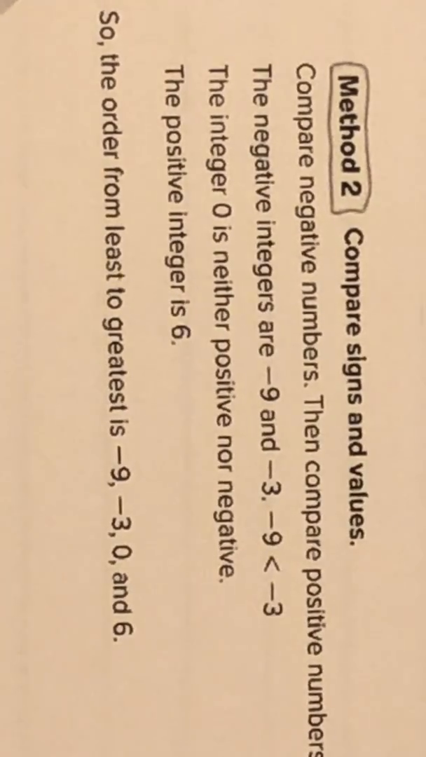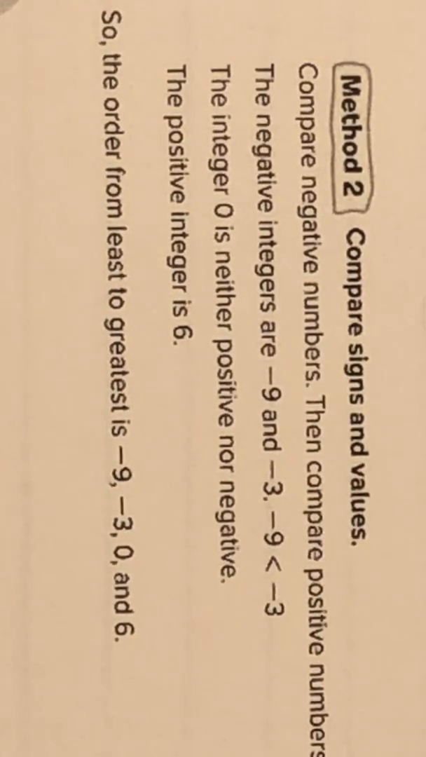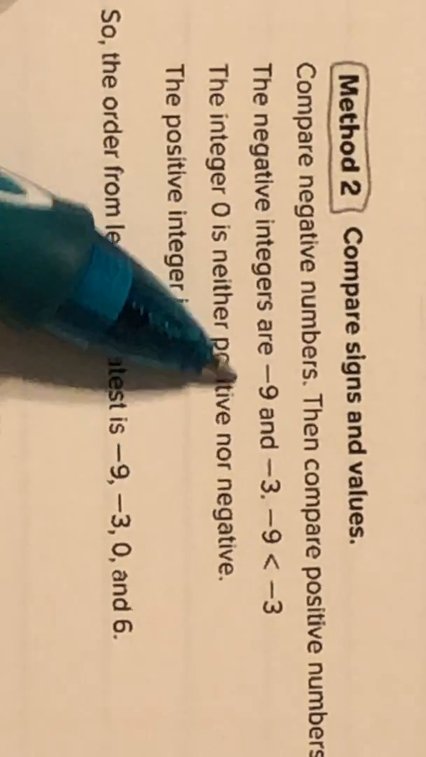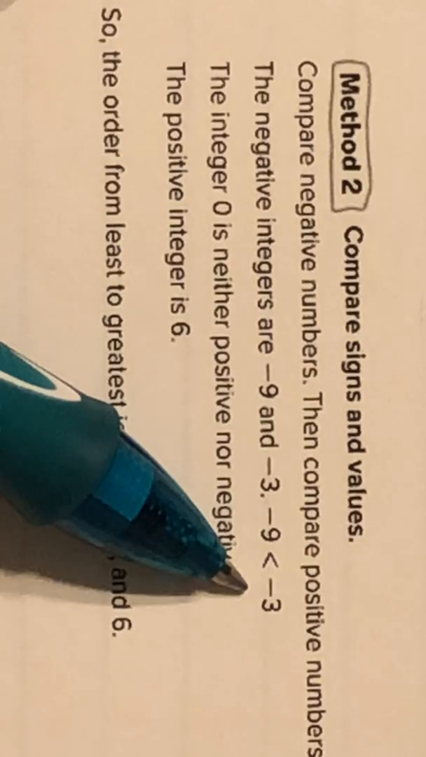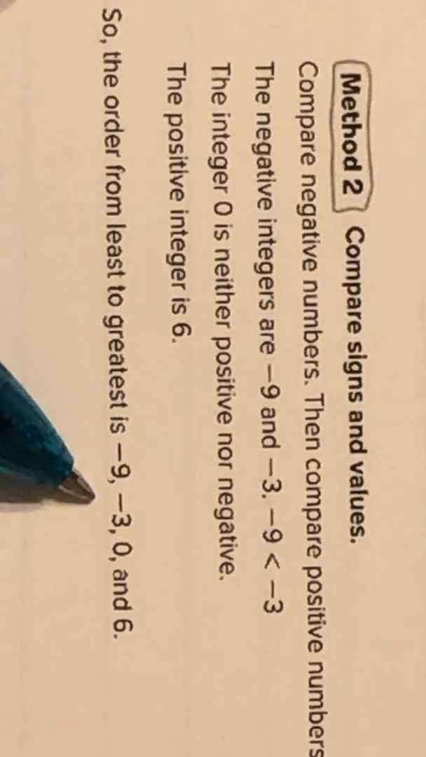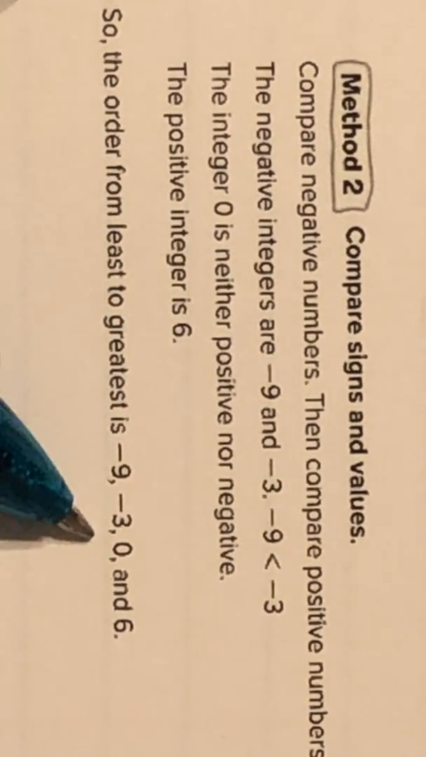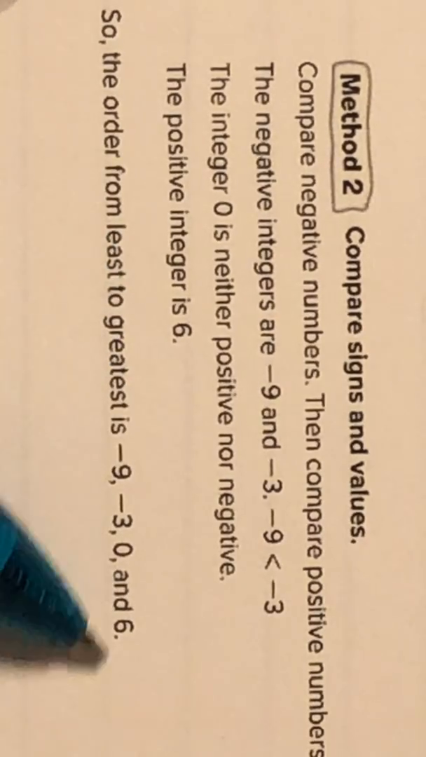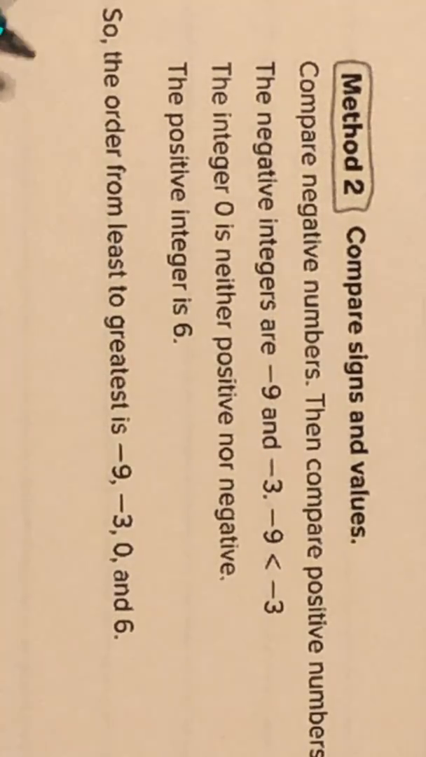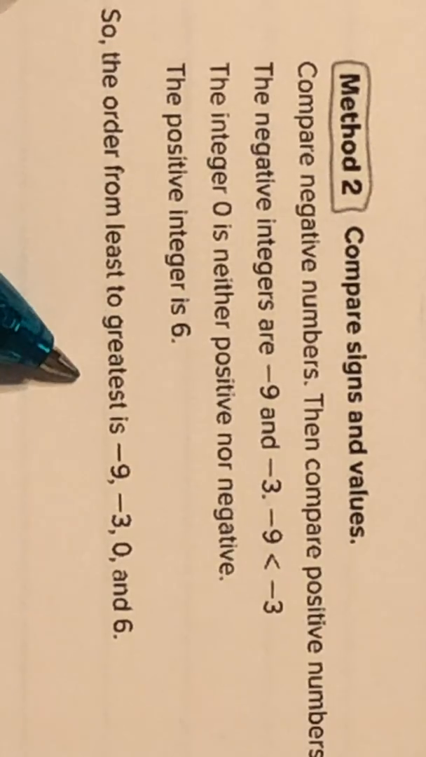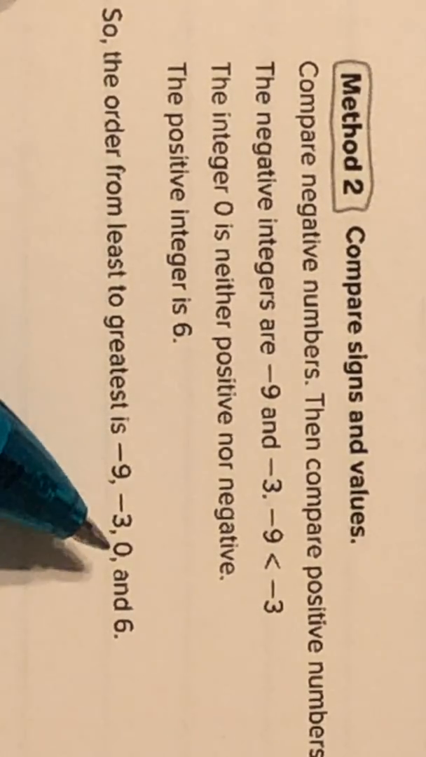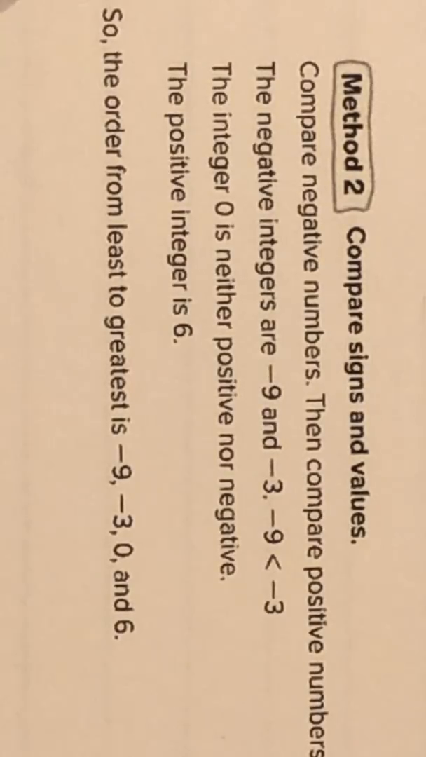Okay, method 2 is to compare signs and values. So I can compare negative numbers, and then I can compare the positive numbers. So the negative numbers are -9 and -3. Well, -9 is less than -3, so they're my first two numbers. The integer 0 is neither positive nor negative, so it has to come next. And then the positive integer is 6, so it has to be last. So the order from least to greatest is -9, -3, 0, and then 6. So you can use either method 1 or method 2, whichever one is easier for you. Okay?